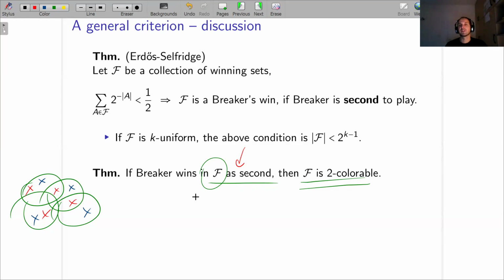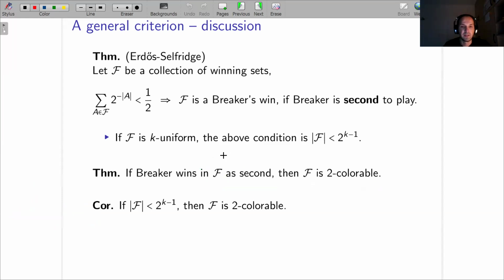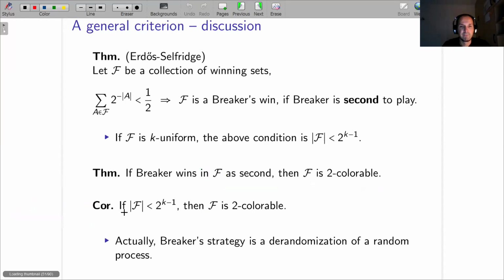So both players can play as breaker. Both players can apply the strategy of just trying to claim an element in each of the winning sets. And this automatically gives a 2-coloring. So we automatically de-randomized by the Erdős-Selfridge theorem. We de-randomized that randomized proof of Erdős. This is the corollary that we have. This was the Erdős theorem, and now it's a corollary of our theorem.